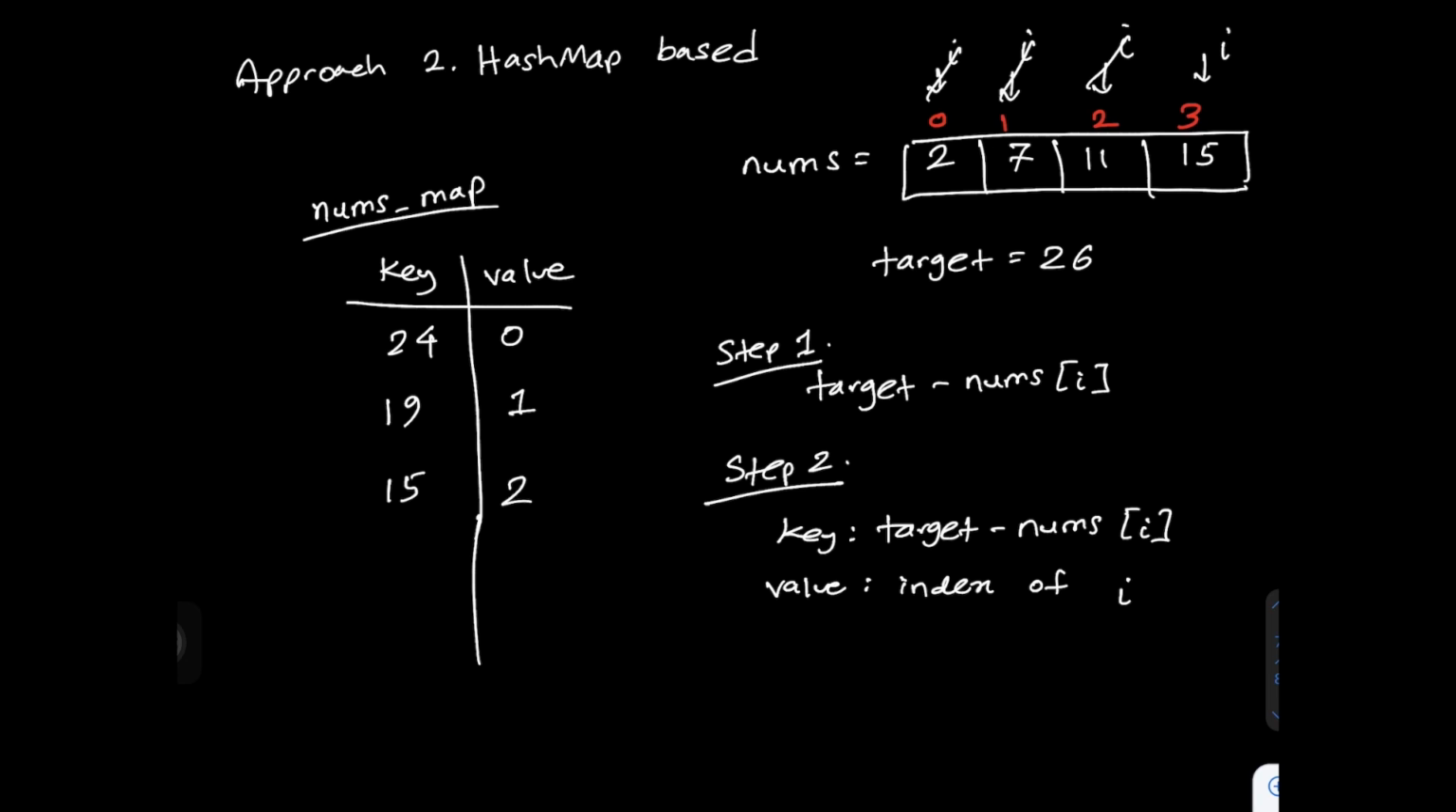It means that since 15 is present, we found the complement of 15 at index 2 in the nums array. So this means that our result is the index that I is currently pointing to, which is 3, and also where the complement of 15 was found, basically index 2. So 2 and 3 is the result that we intend to get.